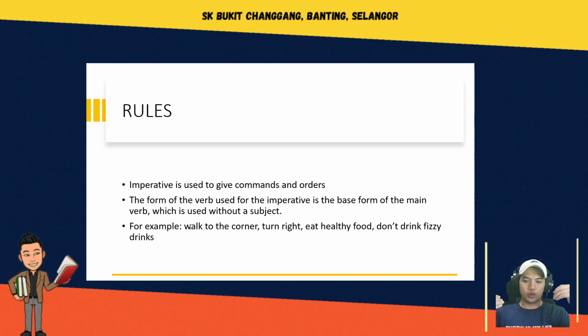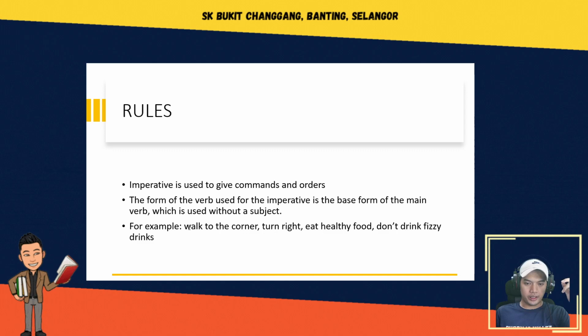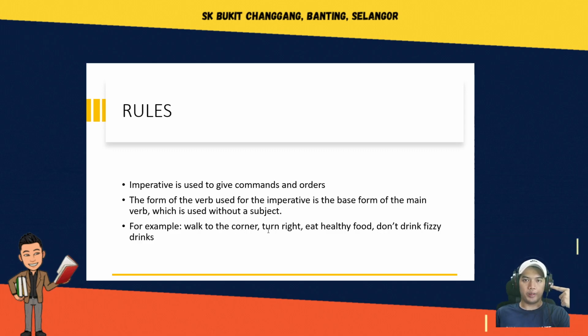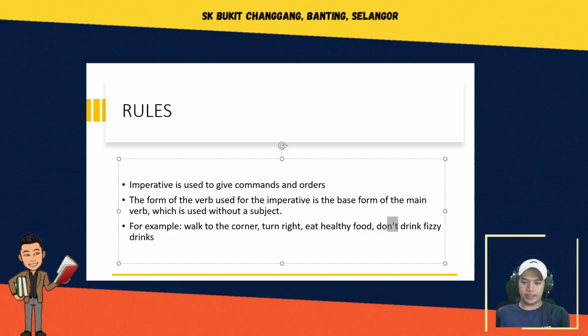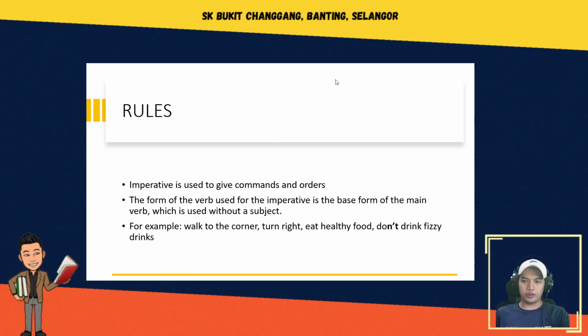Jadi, so if you notice the example, the first one, walk, is positive affirmative, positive imperative. Number two, turn right, also positive imperative. The third one, eat healthy food, also positive imperative. Last one, don't drink fizzy drink. This one negative imperative. Kenapa negative? Because ada not. So this one is negative imperative.